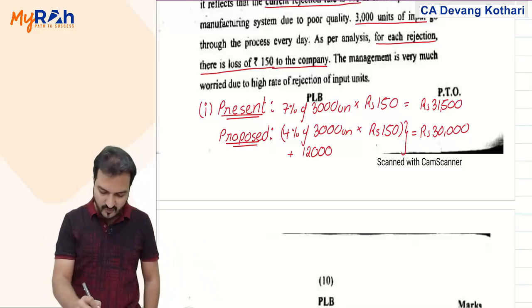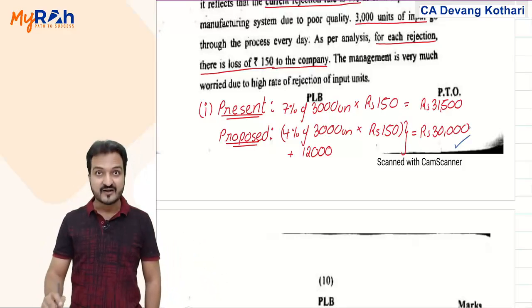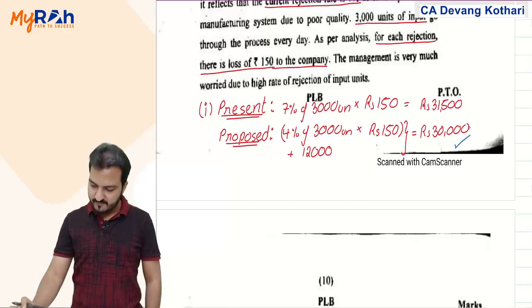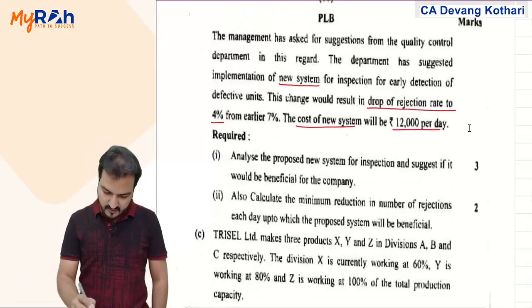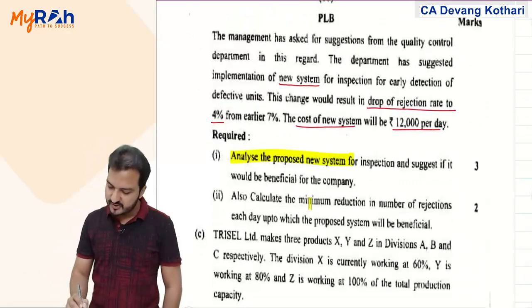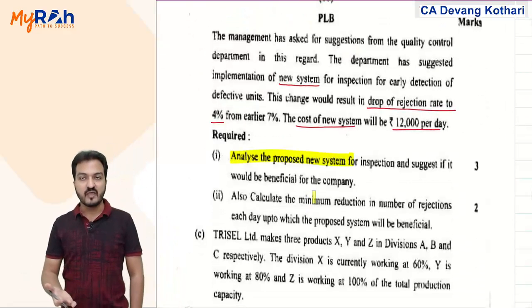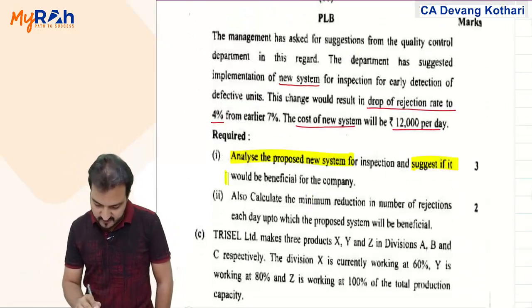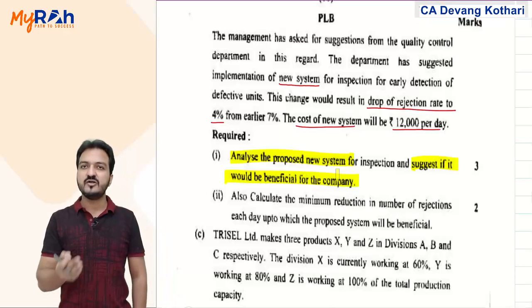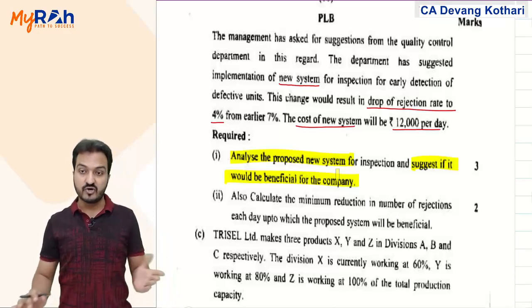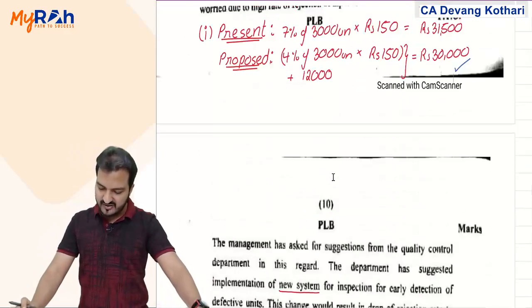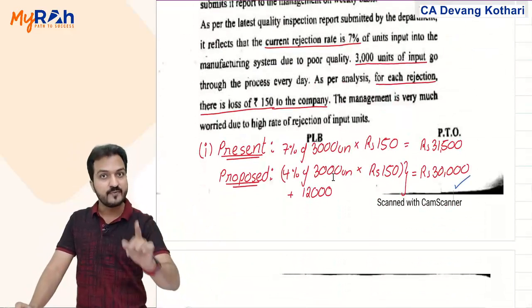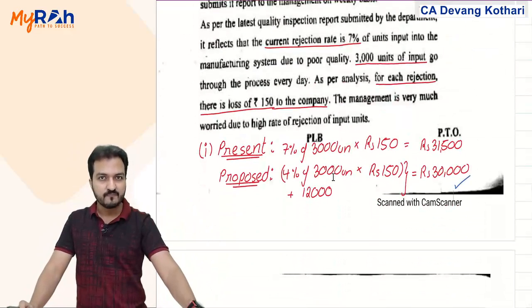Your answer to part 1 of the question is that yes, the new system should be implemented. Simple advice here. They're asking to analyze the proposed new system. We analyzed and suggest if it would be beneficial. Yes, the new system is beneficial because the new system will save your net cost by 1,500 rupees per day. Done? Yes.